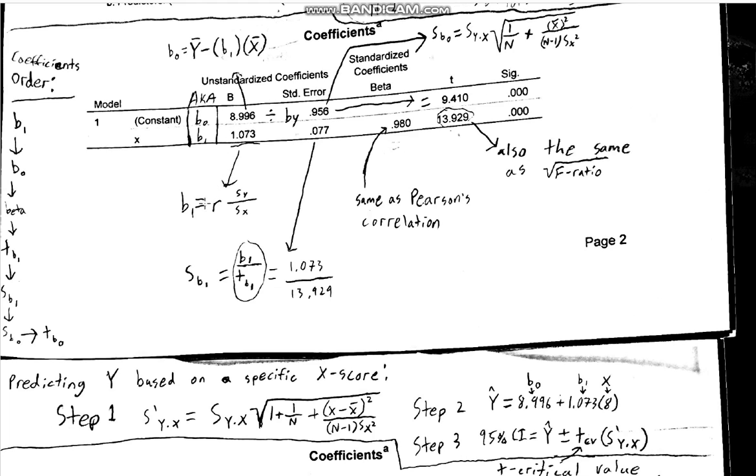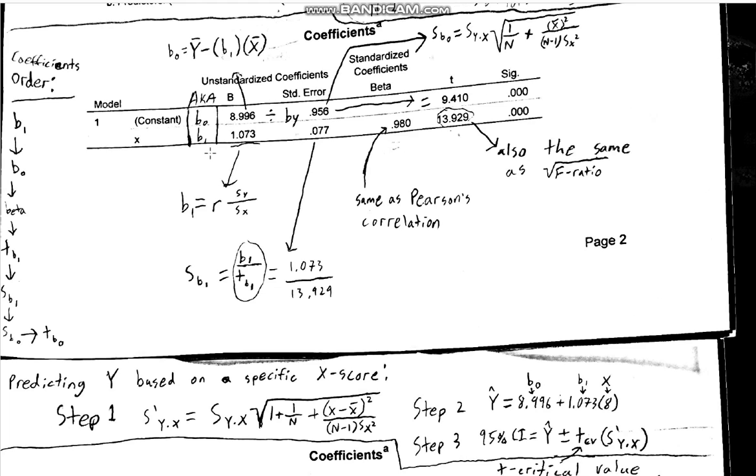How you do that is you just take the Pearson's correlation, or R, which is 0.98 here, and then you multiply it by the standard deviation of y divided by the standard deviation of x. And so for this problem, that comes out to about 1.073.